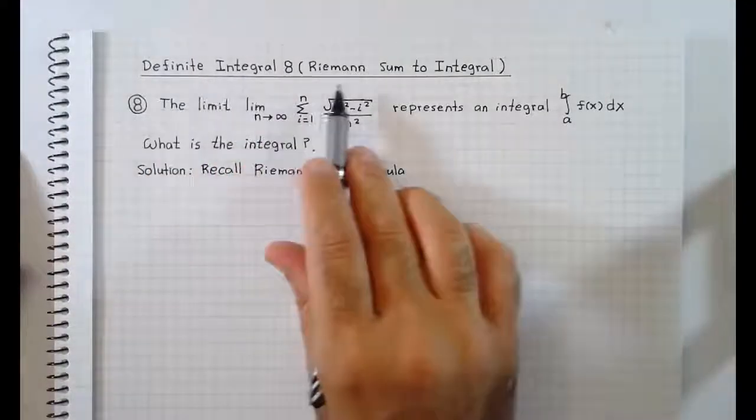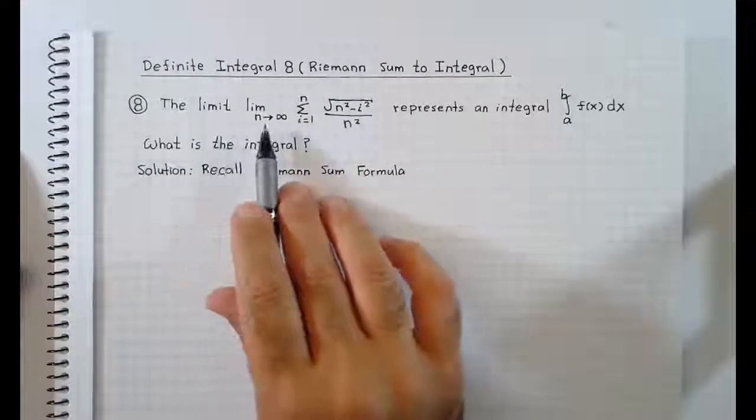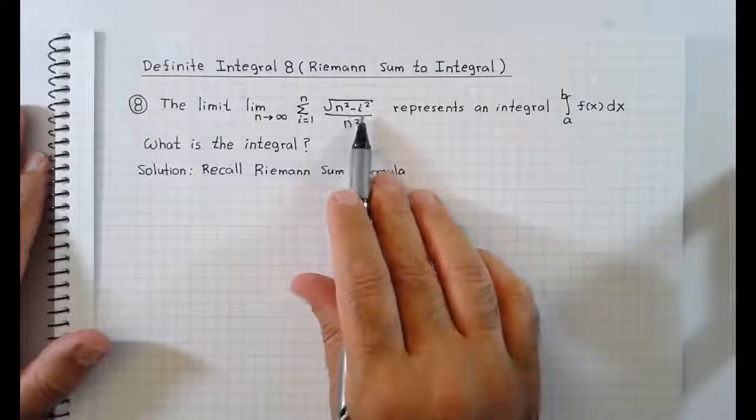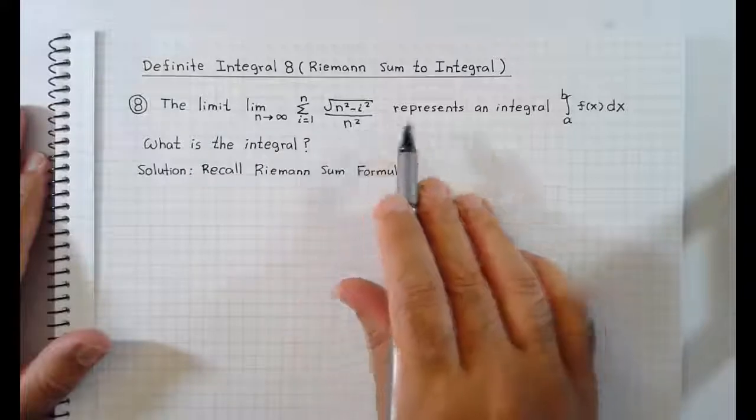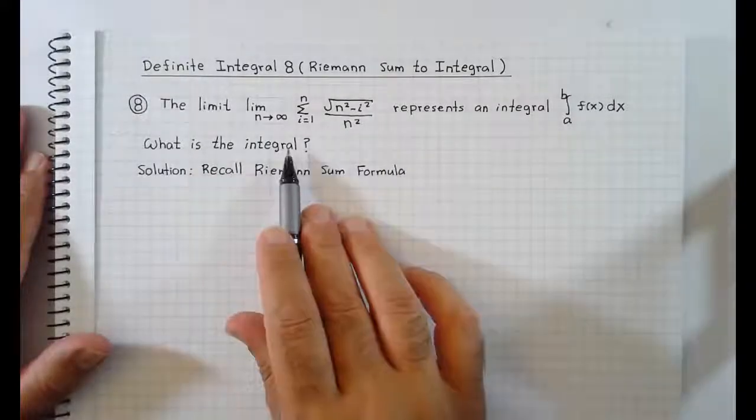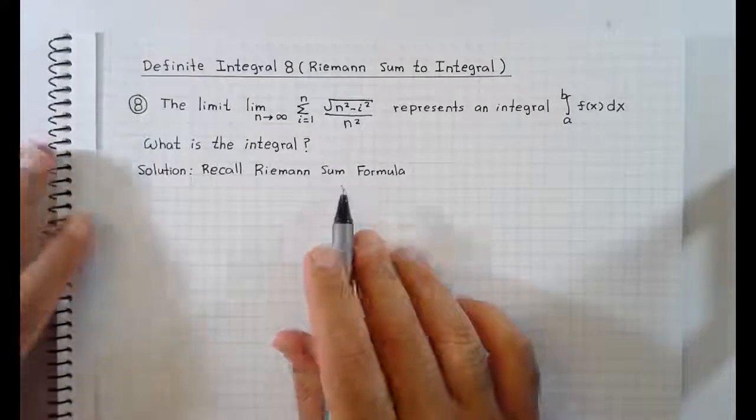Definite integral 8, Riemann sum to integral. The limit as n goes to infinity of the summation from i equals 1 to n of the root of n squared minus i squared over n squared represents an integral from a to b of f of x dx. What is the integral? Recall the Riemann sum formula.